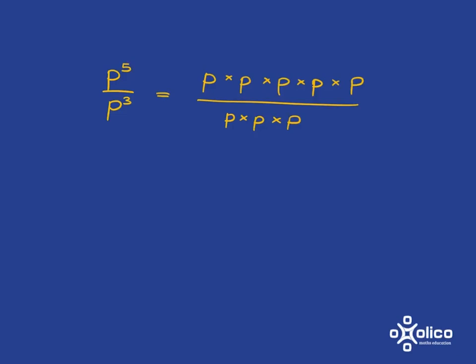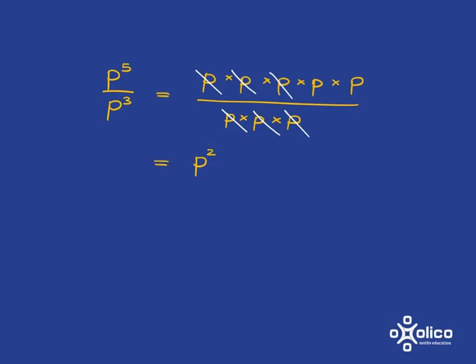And if we were to work with letters, the same thing would apply. If we've got p to the 5 divided by p to the 3, we're going to write it out. P to the 5 just means you've got 5 p's multiplied together, p to the 3 is 3 p's multiplied together. And then the 3 p's at the bottom will cancel with 3 of the p's at the top, and that will leave you with p times p, which is p squared.